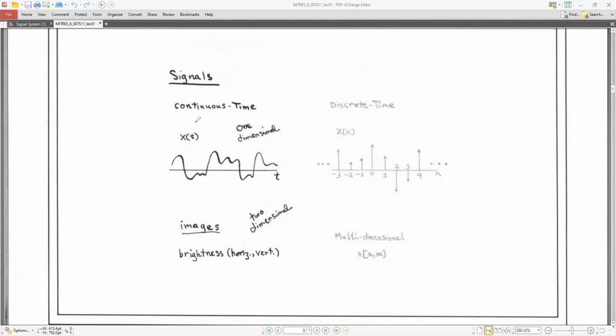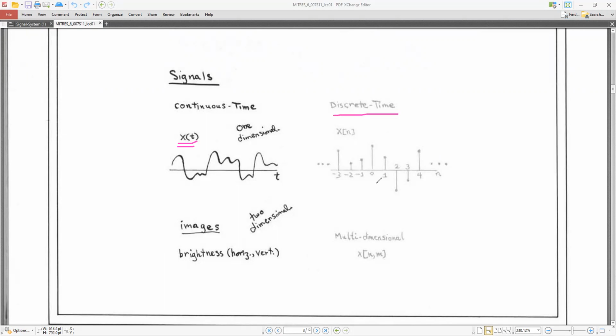Okay, now see signals. This kind of signal is called a continuous time signal, x(t). The signal is small x(t). That is one dimensional, that is a function of t. Okay, that is the continuous time signal.